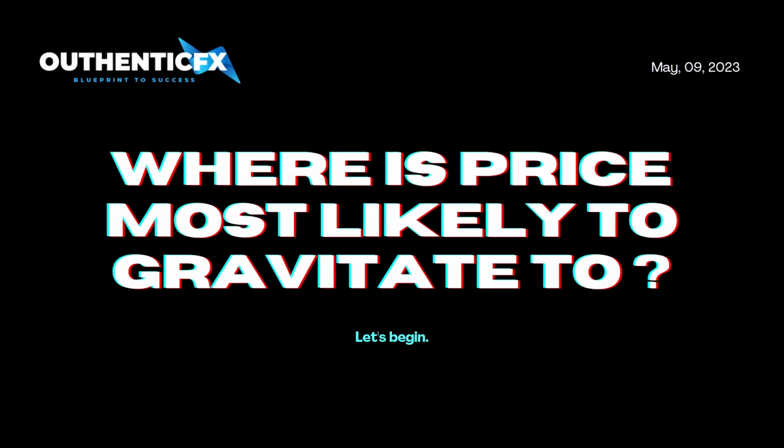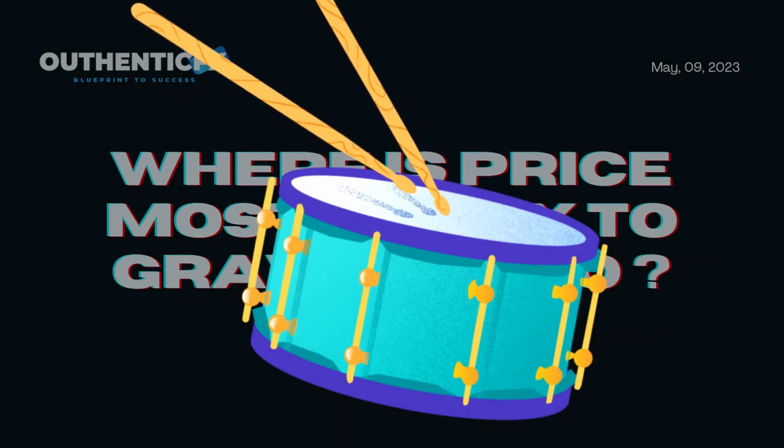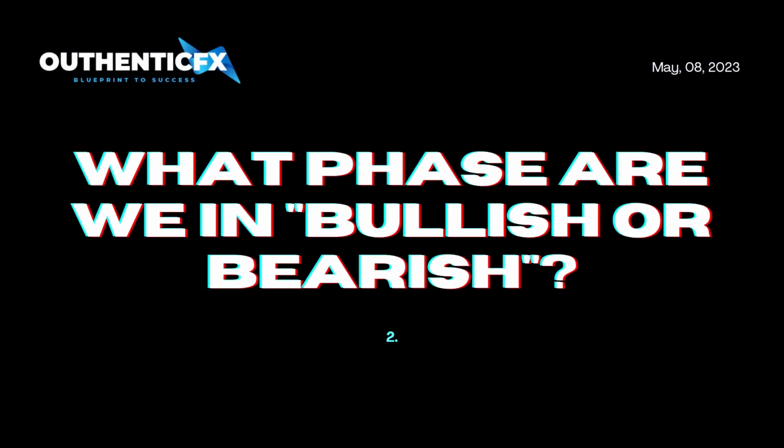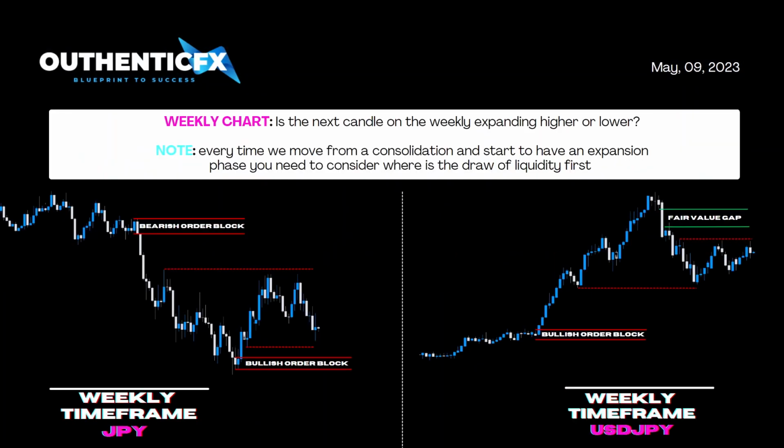So let's start off on the question of where is price most likely to gravitate to. The question we ask ourselves is, obviously we know that price always gravitates towards liquidity, guys. So that will be our draw on liquidity, right? So the question is: is the next candle on the weekly time frame expanding higher or lower?